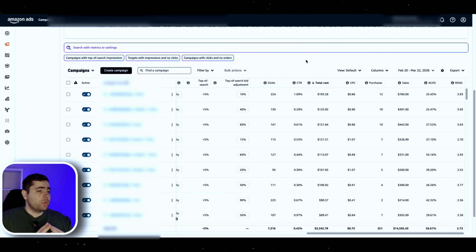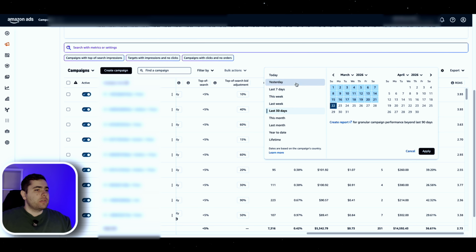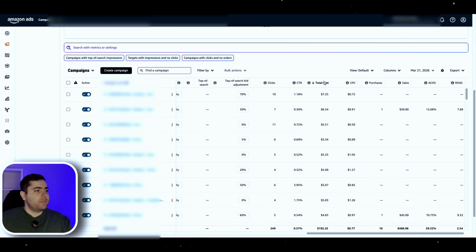But at the same time, you also want to check the performance of campaigns not just once per week, right, but also daily. And the goal of this daily optimization is really to make sure that everything goes the way you want it to go, right? So what we can do here, let's say we want to check yesterday. Let's filter by the spend.